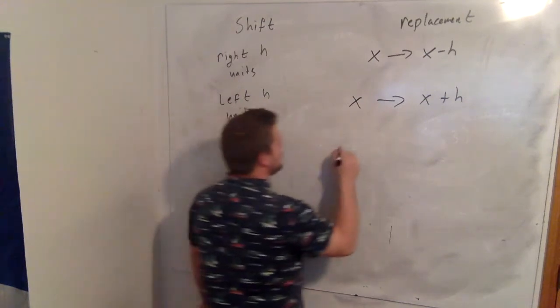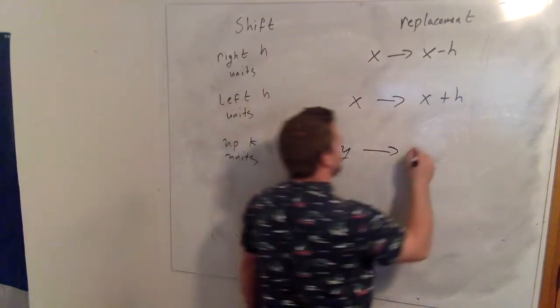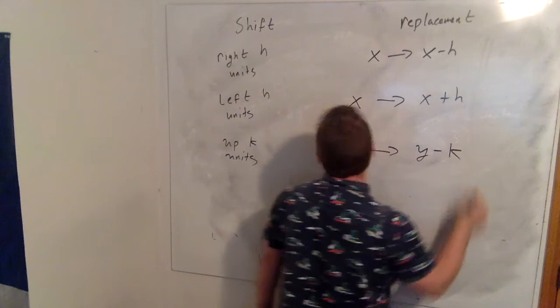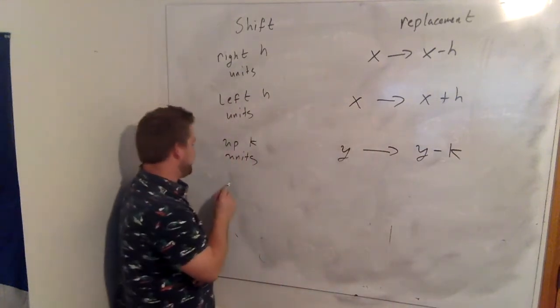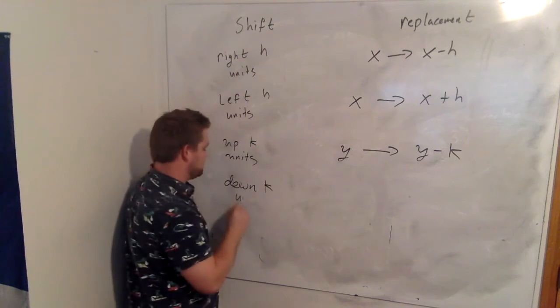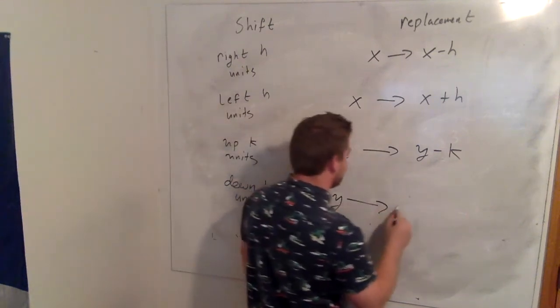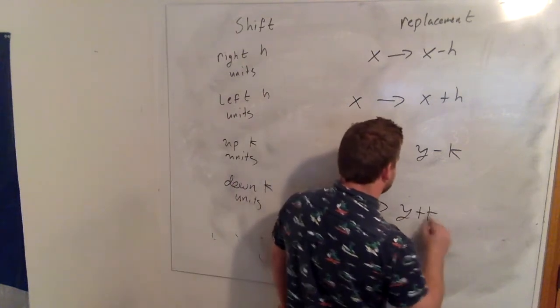what we do is we replace the y. We replace the y with y minus k. If we want to shift it down k units, we're going to replace our y with y plus k.